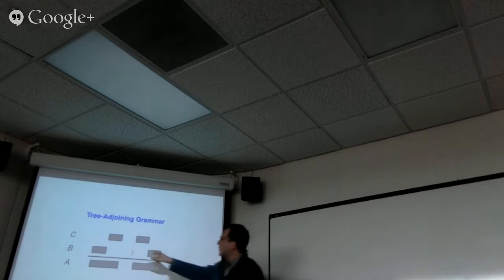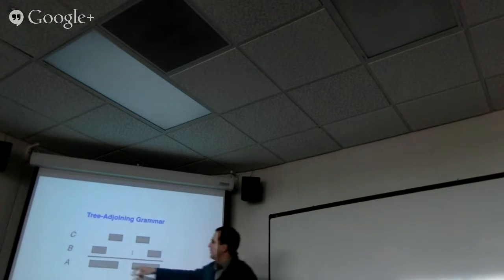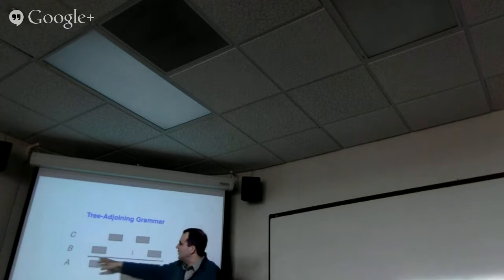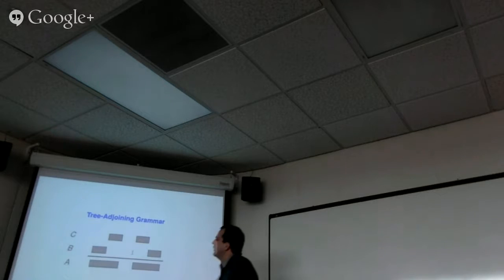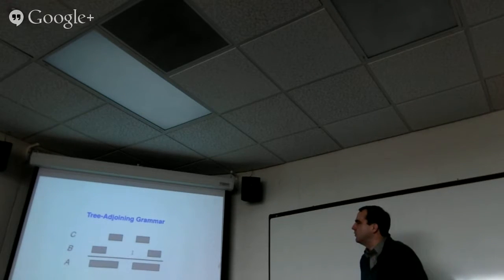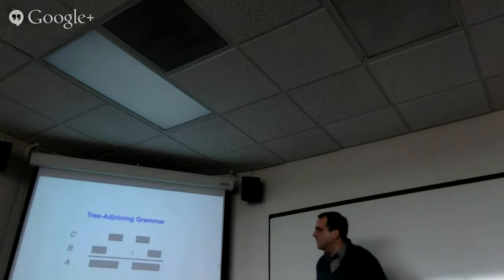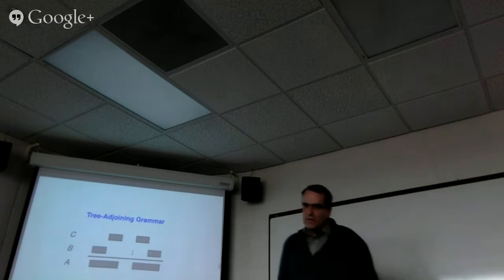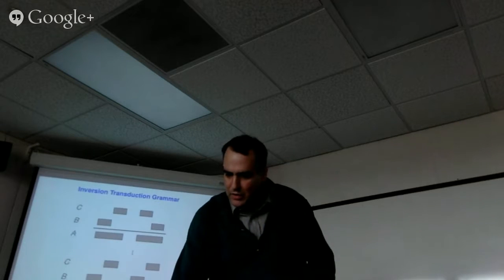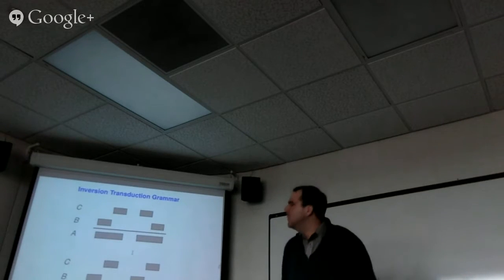So the two C's are inside the two B's, and they're adjacent here and adjacent here, and you combine them together to get the A on the left-hand side of the rule, and it also has two substrings, two spans that you get by putting B and C together. So that's just if you like tree adjoining grammar. Let's go back to synchronous grammars.